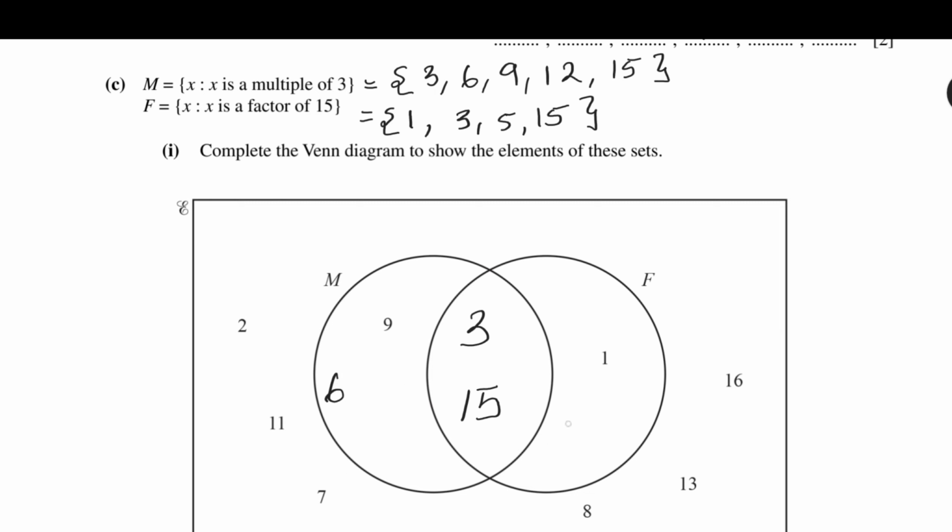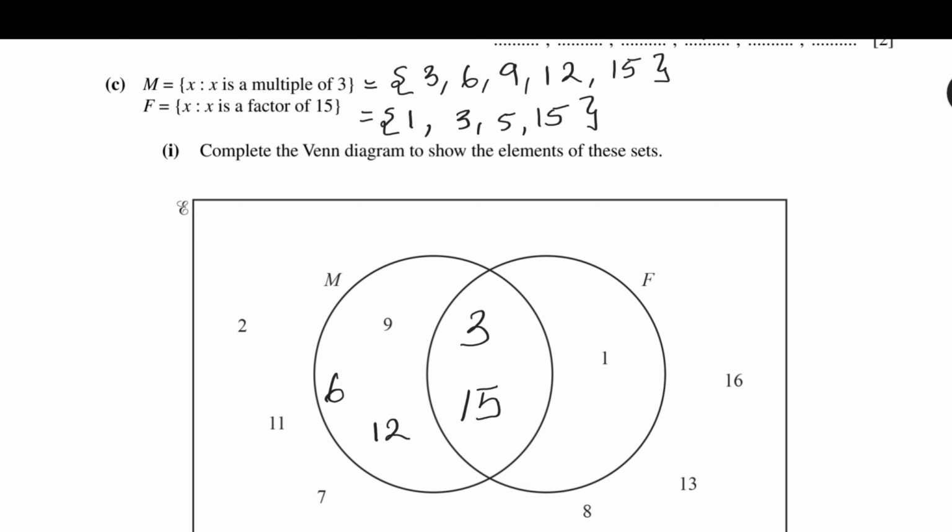So 6 is a member of set M, but it is not in the intersection of M and F. That's why we are writing it here. Same thing for 12. We're going to write our 12 right here. All right. Now, before you move on, please do a quick check to confirm that you have represented all the members of set M in the circle representing set M in the universal set. So I have 3, 6, 9, 12, 15.